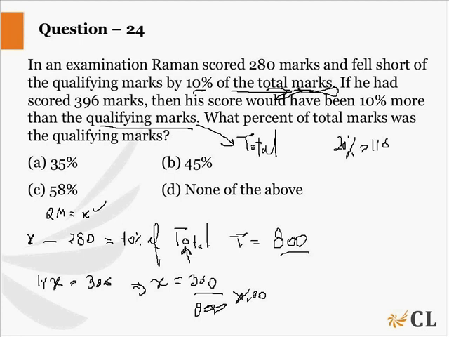So are we clear with the second approach? Second question would have been easy. 20% of total will be equal to 116. Total is nothing but 116 into 5 times will give you the answer, right? Okay.